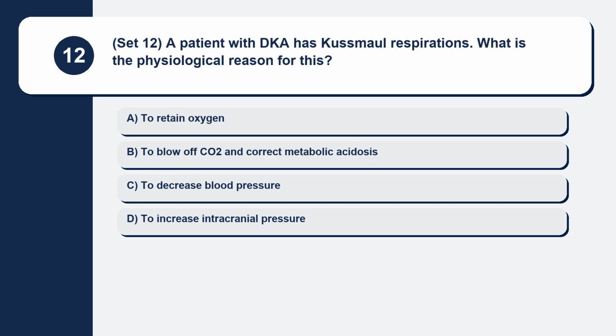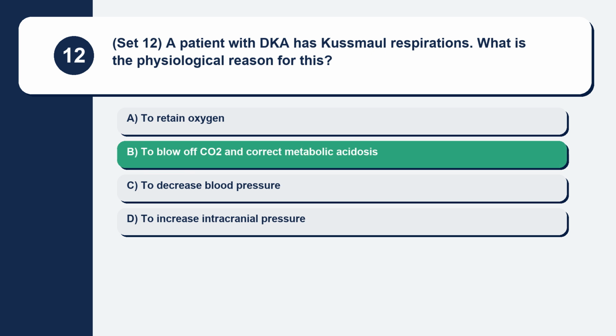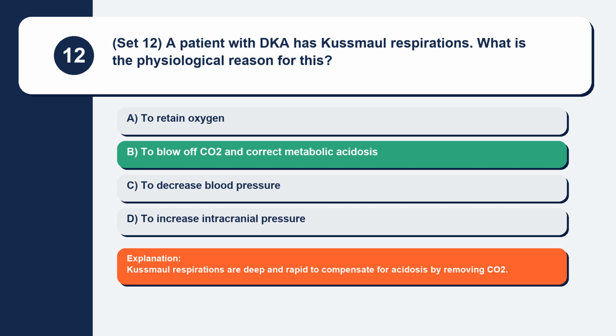Question 12. Set 12. A patient with DKA has Kussmaul respirations. What is the physiological reason for this? To retain oxygen, to blow off CO2 and correct metabolic acidosis, to decrease blood pressure, to increase intracranial pressure. Kussmaul respirations are deep and rapid to compensate for acidosis by removing CO2.